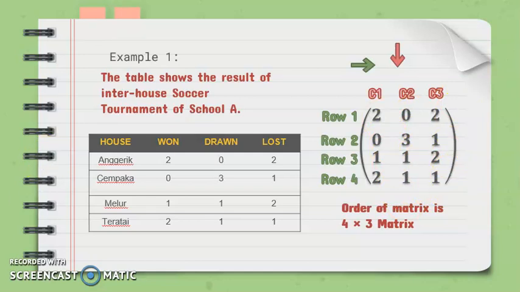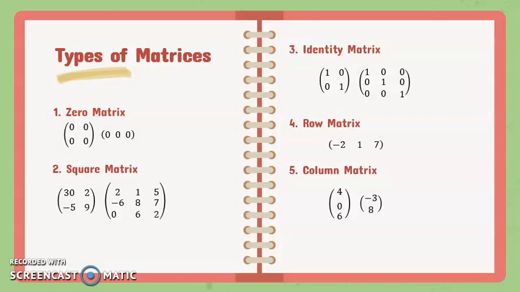Alright, so the next one is that we're going to learn the types of matrices. We have 5 types here: zero matrix, square matrix, identity matrix, row matrix, and column matrix. So what is a zero matrix, students? A zero matrix is when the set of numbers are all 0. Okay, next, how about a square matrix?